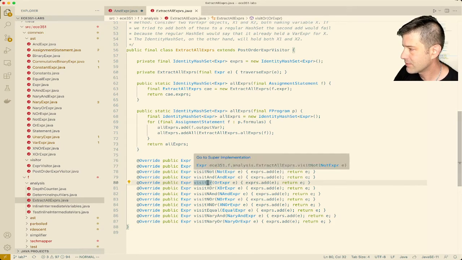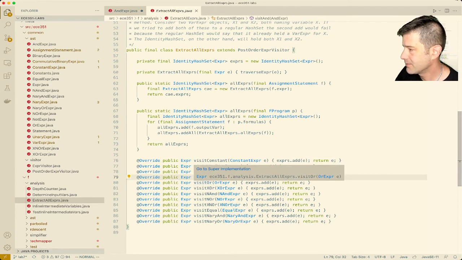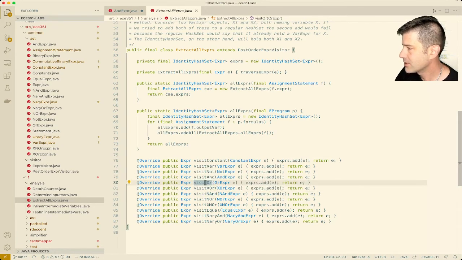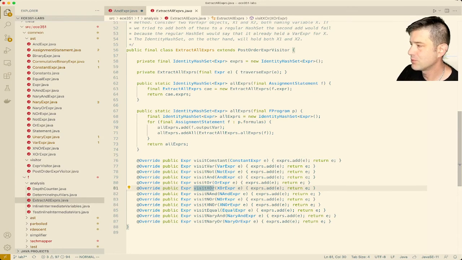For every member of our hierarchy, we have an appropriate visit method, and we just write code that corresponds to it. So for example, if we're visiting a not expression, how do we collect the sub-expression corresponding to the not expression? Well, easy. We're just going to add it to our collection. For an and expression, same thing. Just add it to our collection. For an or expression, same thing. Just add it to our collection. So this part, the block of visit methods, is where we focus on what we do for each individual element.